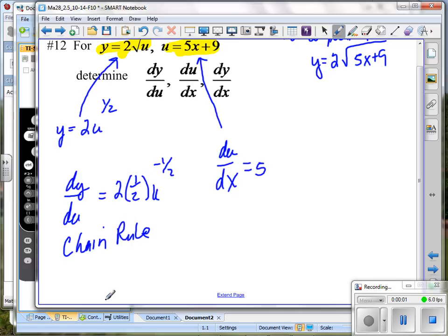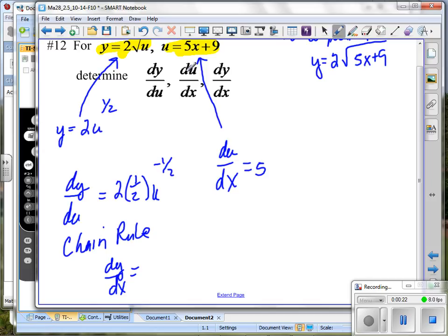Rule. Okay, and if I want to chain these together, I want to chain them in such a way that I end up with dy dx. So if I'm going to find dy dx, I'd have to chain them. Now actually it's multiplication, right? Does it make any difference in what order I multiply?